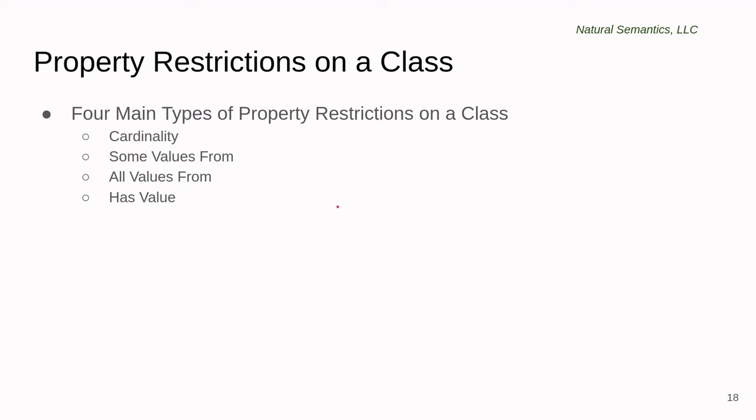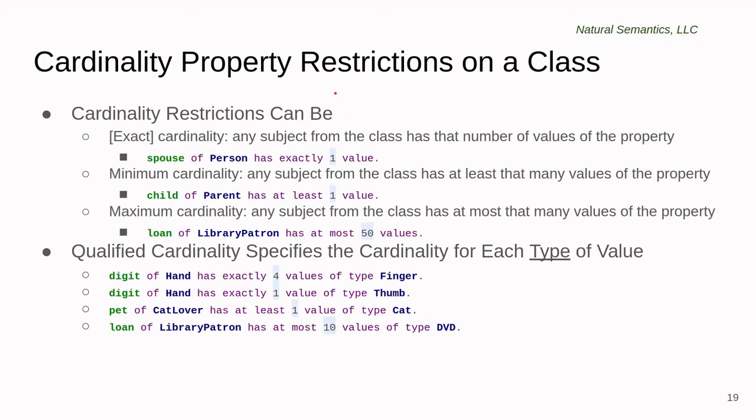With that said, let's delve into property restrictions on a class. There are four main types of property restrictions on a class: cardinality restrictions, some values from restrictions, all values from restrictions, and has value restrictions. Let's start with cardinality restrictions.